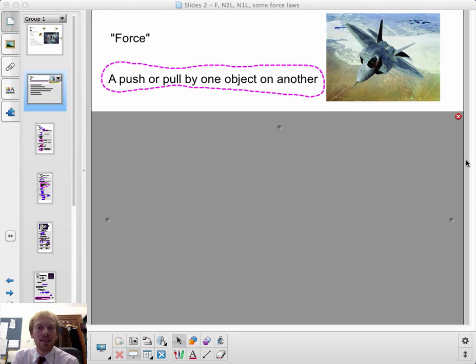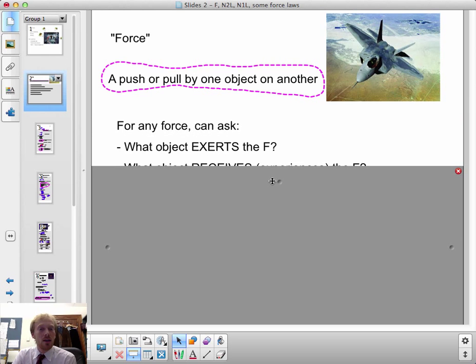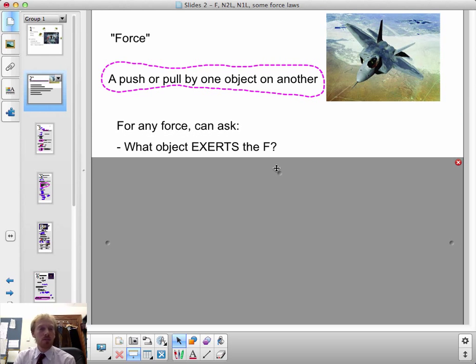So first, what is a force? Here's what a force is. It's a push or a pull by one object on another object. So there are always two objects involved, and if you are going to point to something and say, oh yes, that's a force, then you should be ready to answer the question, what object is exerting the force?